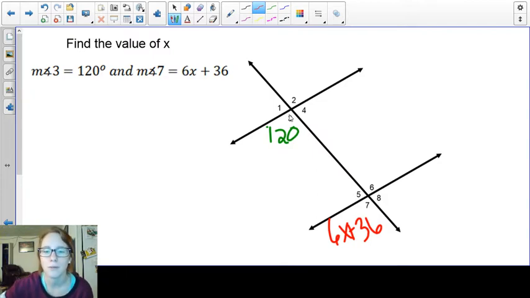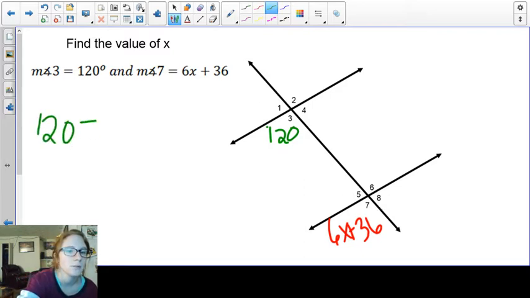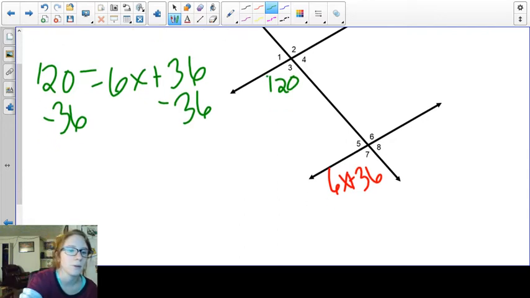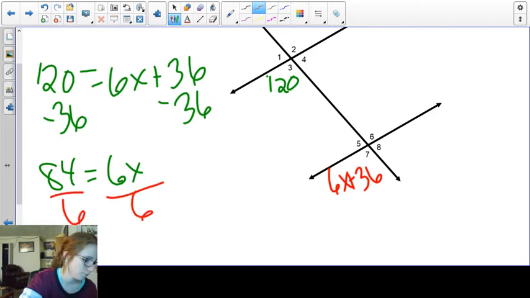Well, what do I notice about angle 3 and angle 7? Are they equal, or do they add to 180? They're equal. They're in the same spot. They're corresponding. So it means that 120 must be equal to 6x plus 36. So we're going to subtract that 36, which gives me 84. So I have 84 is equal to 6x. Divide both sides by 6. x is equal to 14.